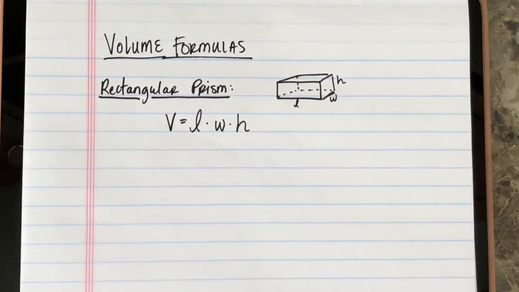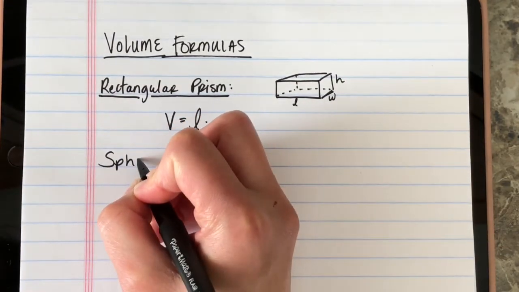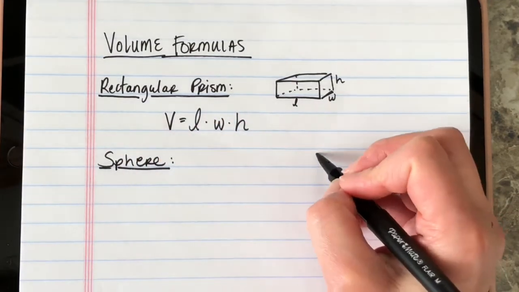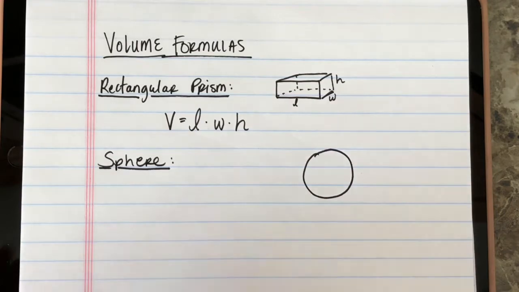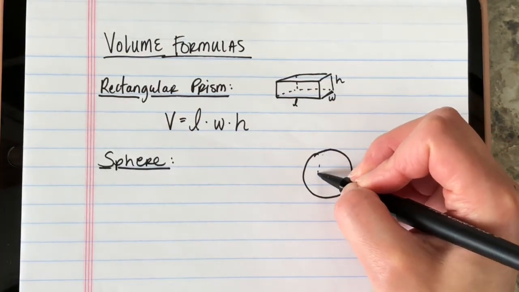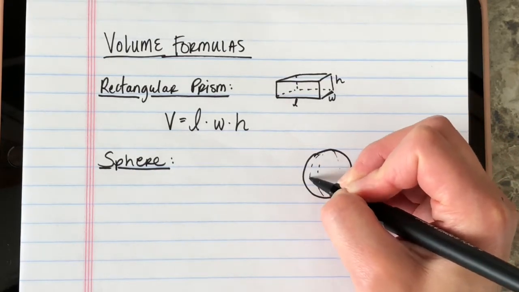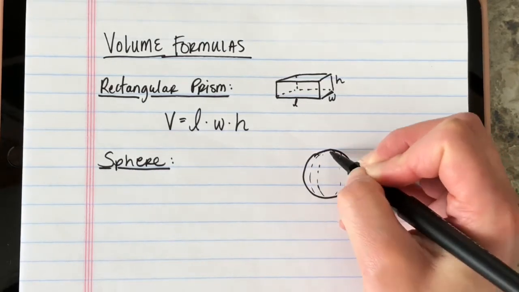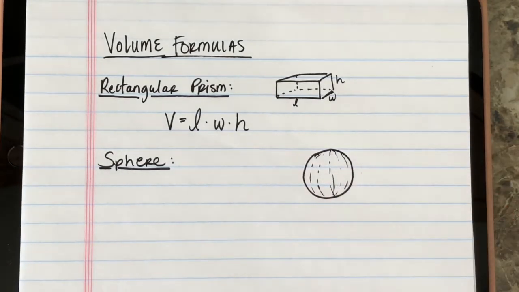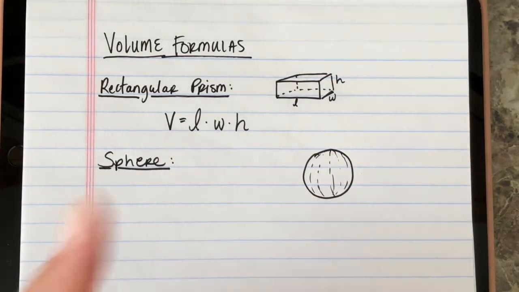There's the rectangular prism. The next one, we are going to learn, is the sphere. Now a sphere is like a ball. It's a circle that's been spun around to make a 3D shape. So it's like a ball, maybe a beach ball, a basketball, a soccer ball, whatever kind of ball you want. I like to think of it as maybe like a lollipop because I'm always hungry.